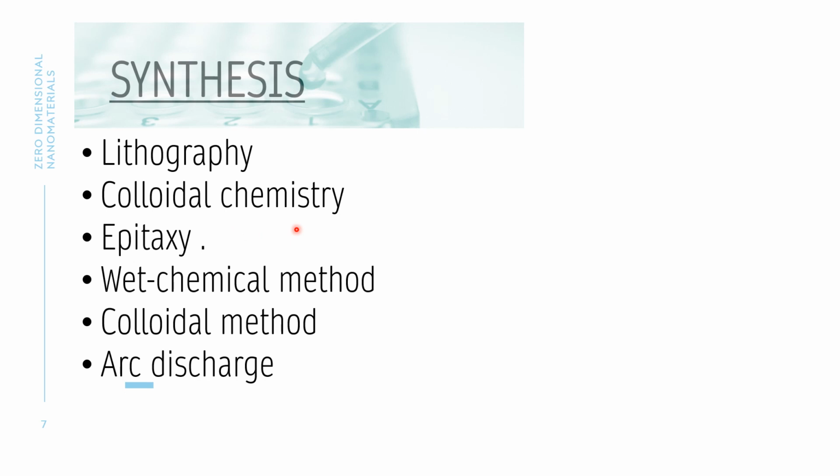So basically in this method, precursor chemicals containing the elements needed for the quantum dots are used. For instance, if you need carbon dots, that particular element will be used in making that particular solution. They are mixed together in a suitable solvent under controlled conditions. Then this solution is heated with the addition of ligands. This will promote the nucleation and growth of the quantum dots.